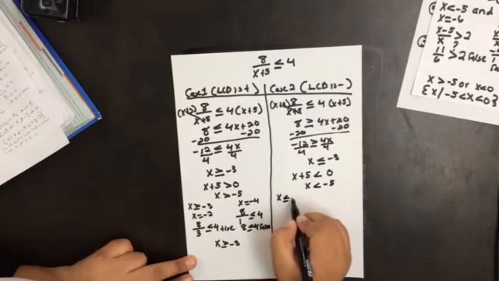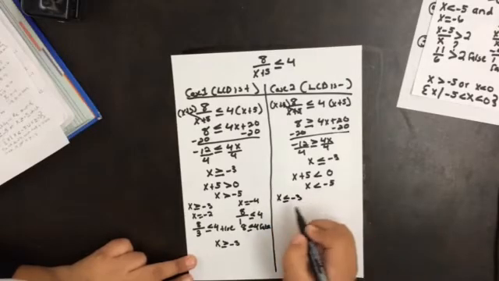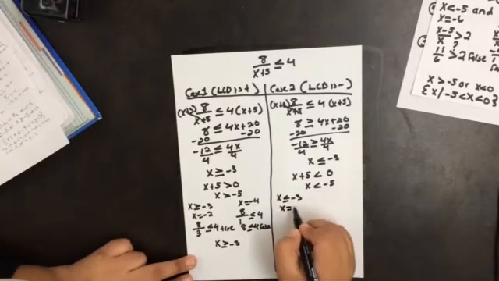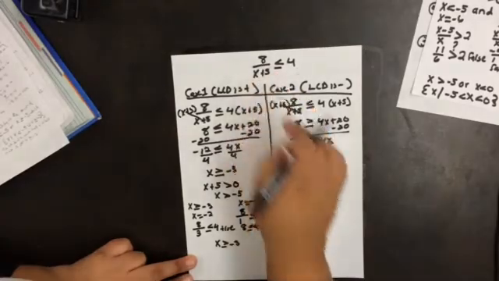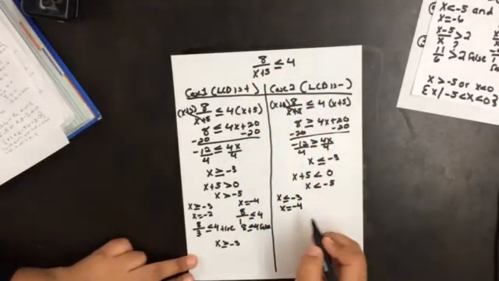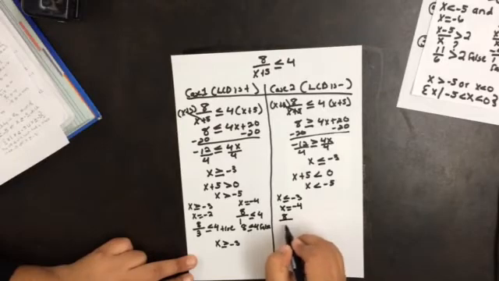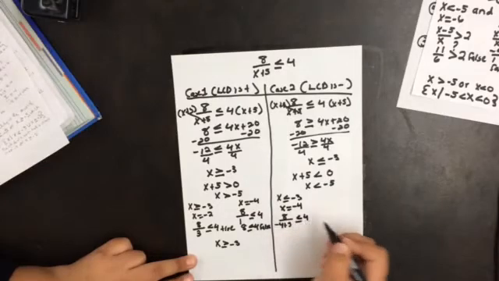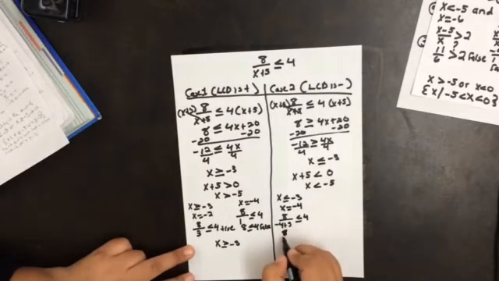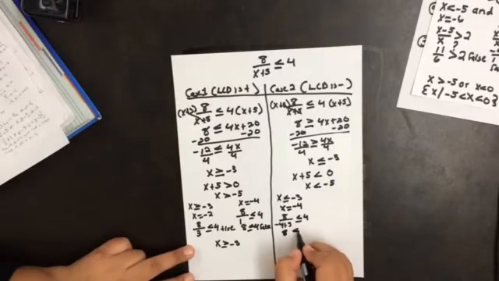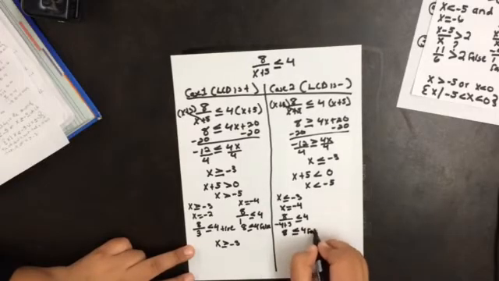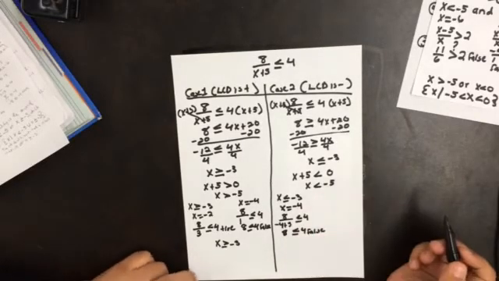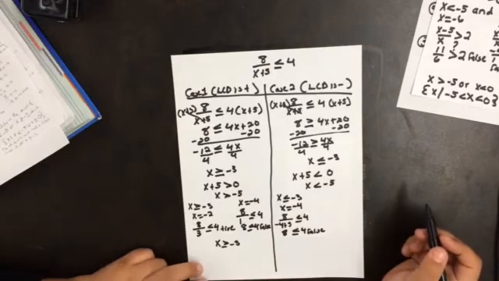For x less than or equal to negative 3, I'm going to test when x equals negative 4. Once again, you go back to the original inequality. So if we have 8 over negative 4 plus 5 less than or equal to 4, we get 8 over 1, which is just 8, less than or equal to 4. It's false.